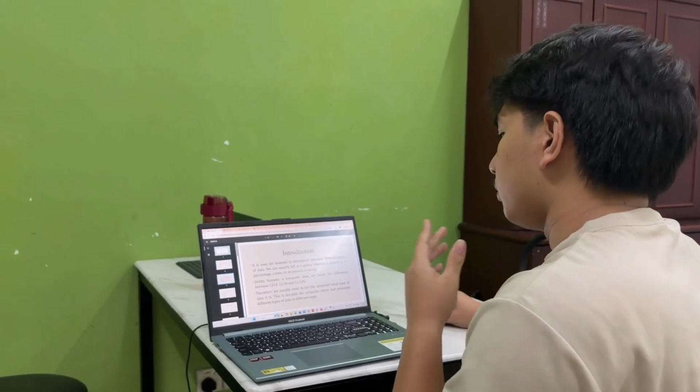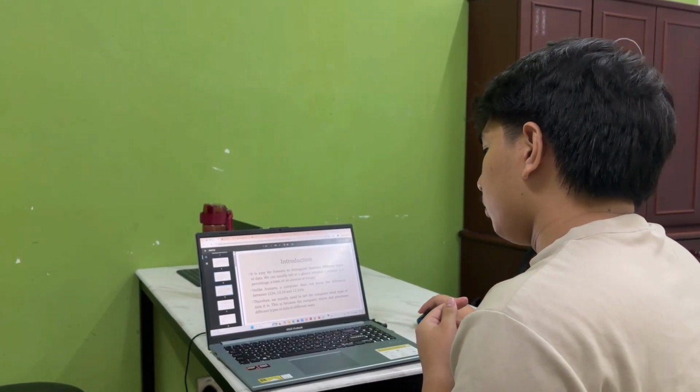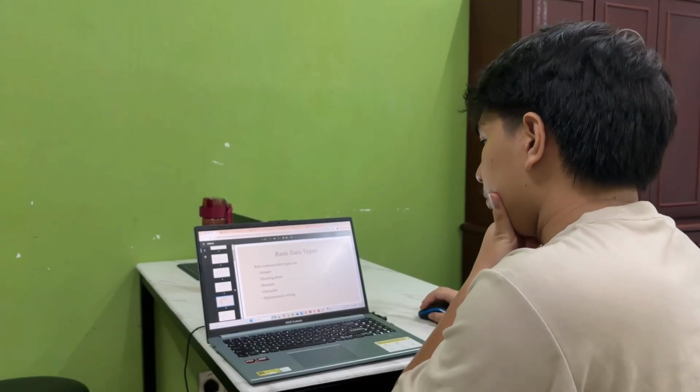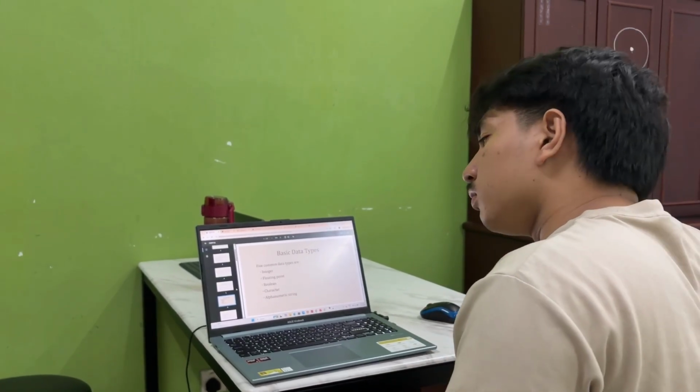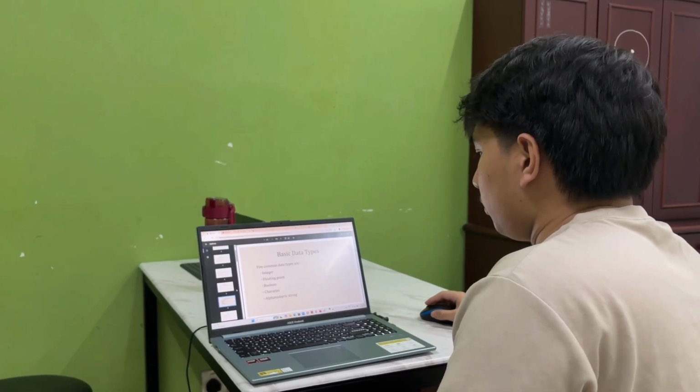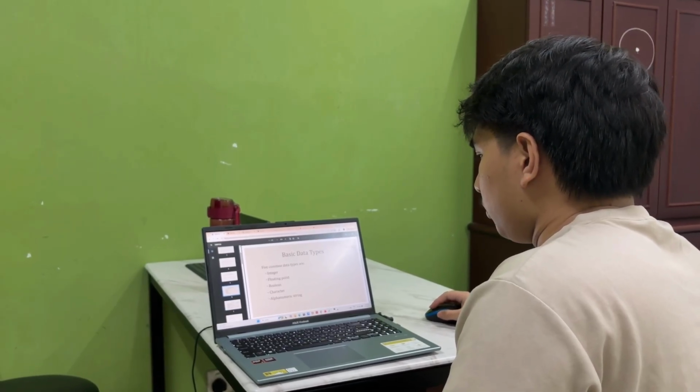Data types: integer, floating point, character, string, Boolean. I know they're important in programming, but what do they actually mean? And why do they all use different amounts of memory? Let's find out together.